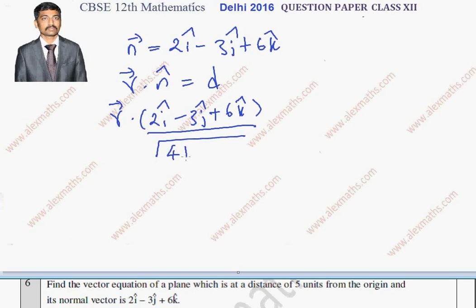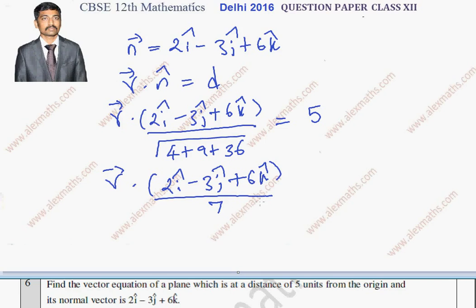So root of 4 plus 9 plus 36, and the perpendicular distance from the origin is given as 5. So totally r vector dot 2i minus 3j plus 6k whole divided by 7 is equal to 5, because the denominator is root 49, which is 7. If you want, you can leave the answer like this, or you can carry the 7 to the other side. That will give r dot 2i minus 3j plus 6k equal to 35. This is the required vector equation of the plane.